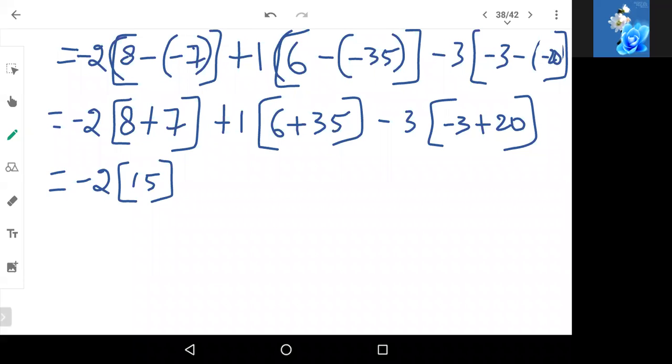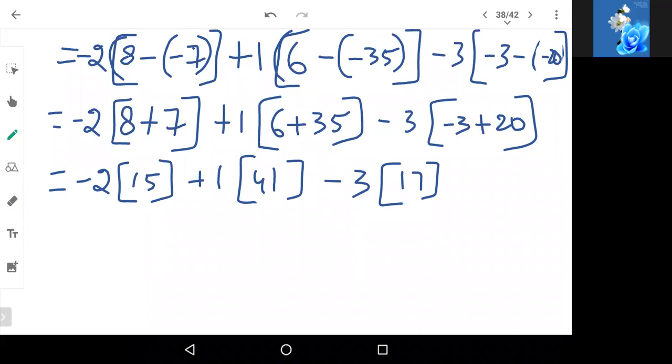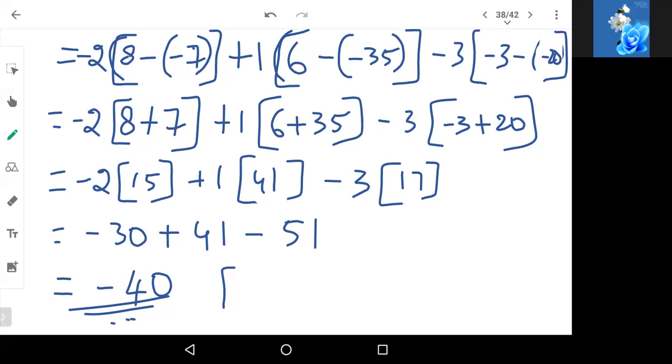Then plus 1 into 35 plus 6 will be 41. Then minus 3 into minus 3 plus 20 will give me 17. Now do the final multiplication. Minus 2 into 15 will give you minus 30, plus 1 into 41 is plus 41, minus 17 into 3 is minus 51. Now, finally, what is the value we get? Minus 30 plus 41 minus 51 will give you minus 40. Write down here in big letters, hence proved.